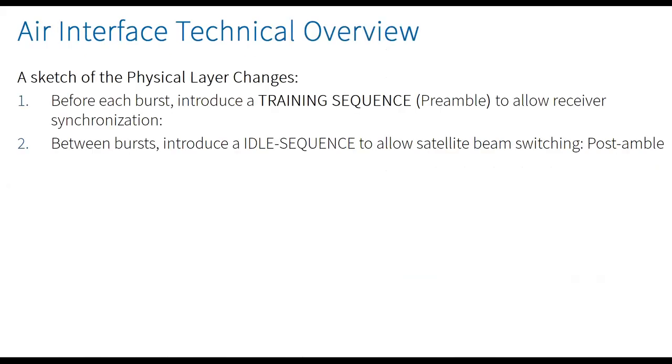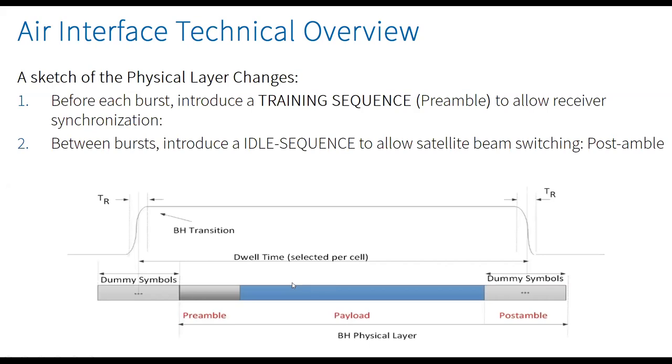Moving on to the actual definition of the air interface, what we have is basically a starting point, as mentioned by Peter. The starting point is an evolution of the existing air interface, which is based on DVB-S2X. The idea here is to improve or change that baseline towards an air interface or a protocol that allows us to have a beam hopping capability.